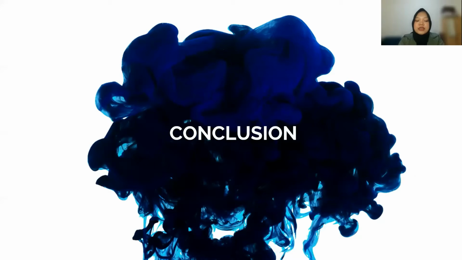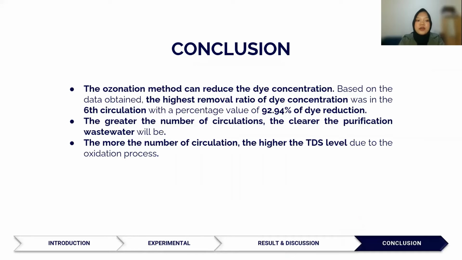The next topic and the last topic is conclusion. From all the discussion before, we can conclude that first, the ozonation method can reduce the dye concentration, and the highest removal ratio of dye concentration is in sixth circulation, which is 92.94% of dye reduction. The second is the greater number of circulation, the clearer the purification wastewater will be.